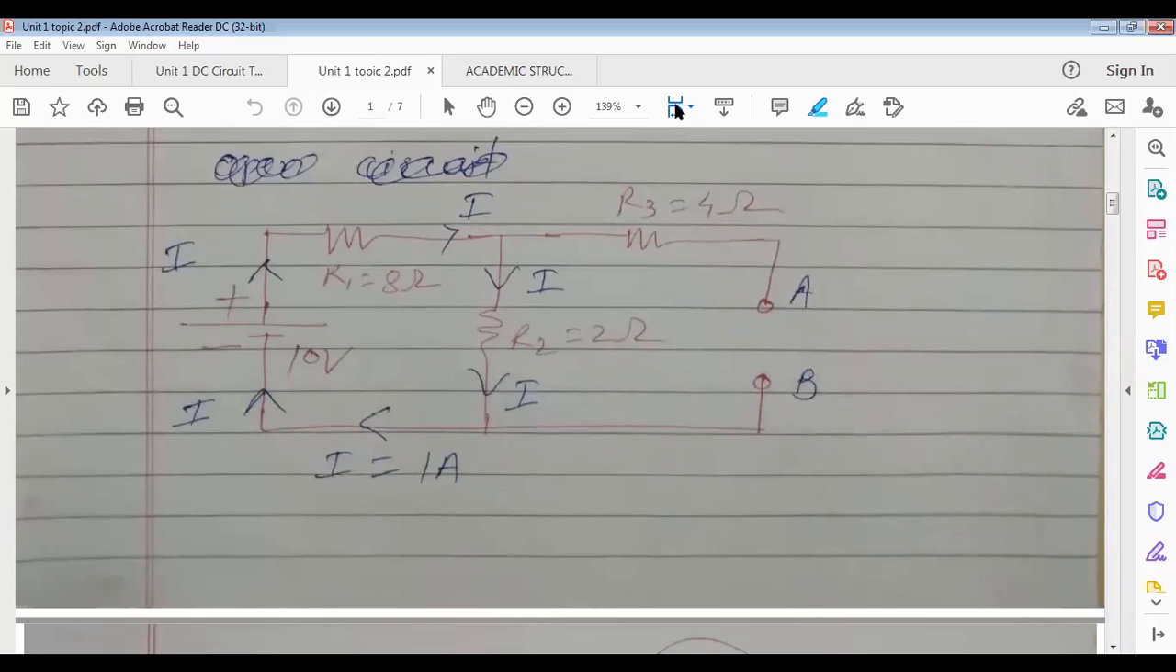Redundant branch. Is this clear? See here the same thing. A and B open circuit is there. Current I will flow like this, 1 ampere. The total equivalent resistance will be 10 ohm. Clear to all of you? Redundant branch, its meaning.